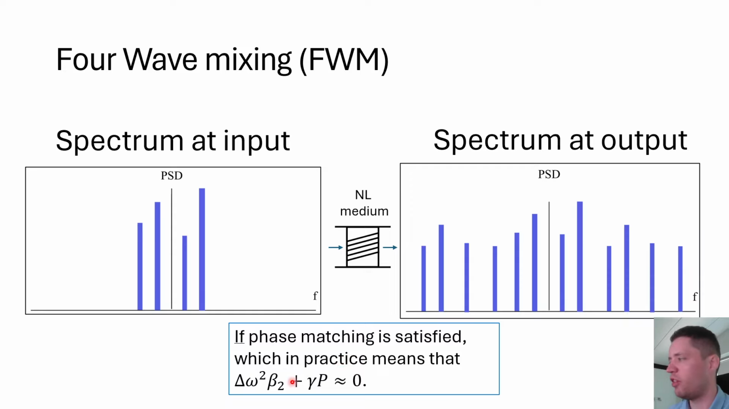And if we think about this a bit, we can see that this should only really be possible if beta 2 is negative, because the square of the spacing will always be positive, and so will the power, and gamma is usually, pretty much almost always, positive. So the only real option here is that beta 2 is negative. In other words, if we have a positive value of beta 2, it should be impossible for four-wave mixing to really kick in.